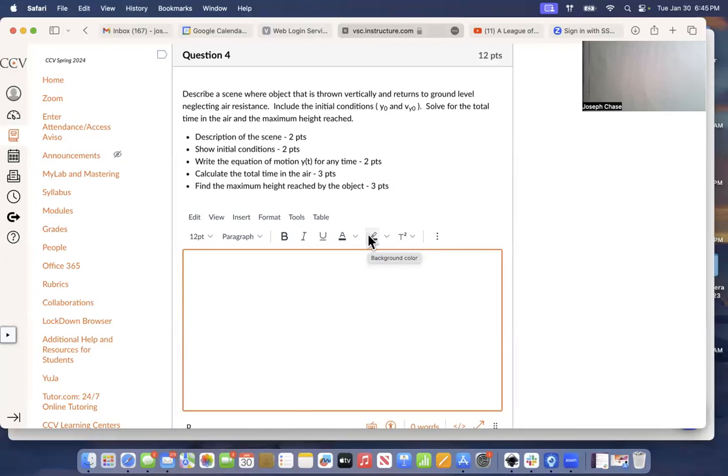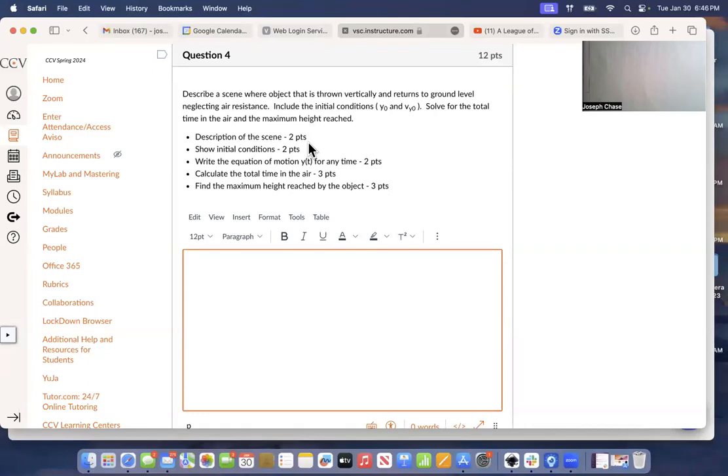Now we'll take a look at the other key question that's showing up in our first quiz on constant acceleration. And this is vertical motion. So let's take a look at the prompt for a second. It says, describe a scene where an object is thrown vertically and returns to the ground level.